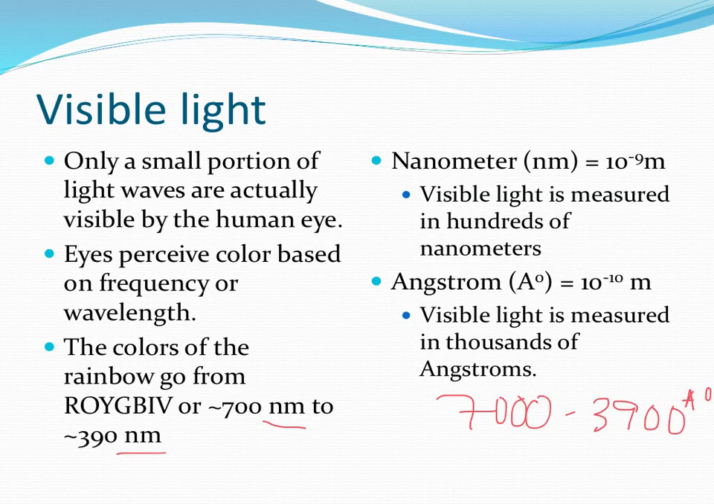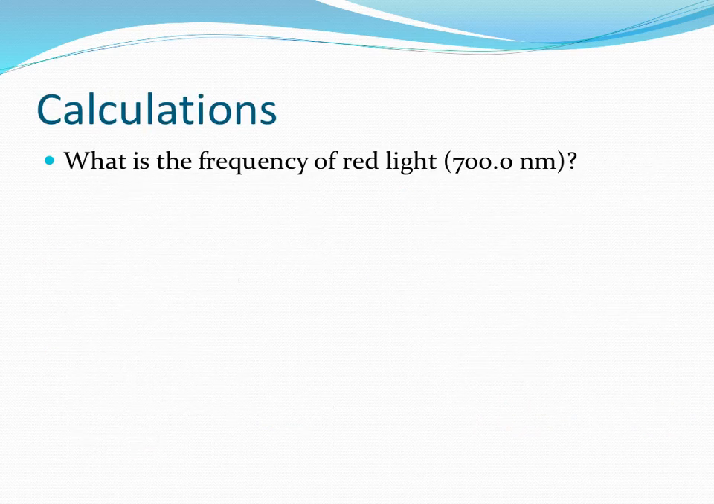So, let's apply these numbers to some problems. Because one of the most important things you're going to have to be able to do is calculate wavelengths and frequencies from the other piece. So, for example, red light is 700 nanometers. What if you needed to know the frequency? Okay, your equation is going to be your c equals frequency times wavelength. Or if you rearrange that, frequency is going to be the speed of light over the wavelength.